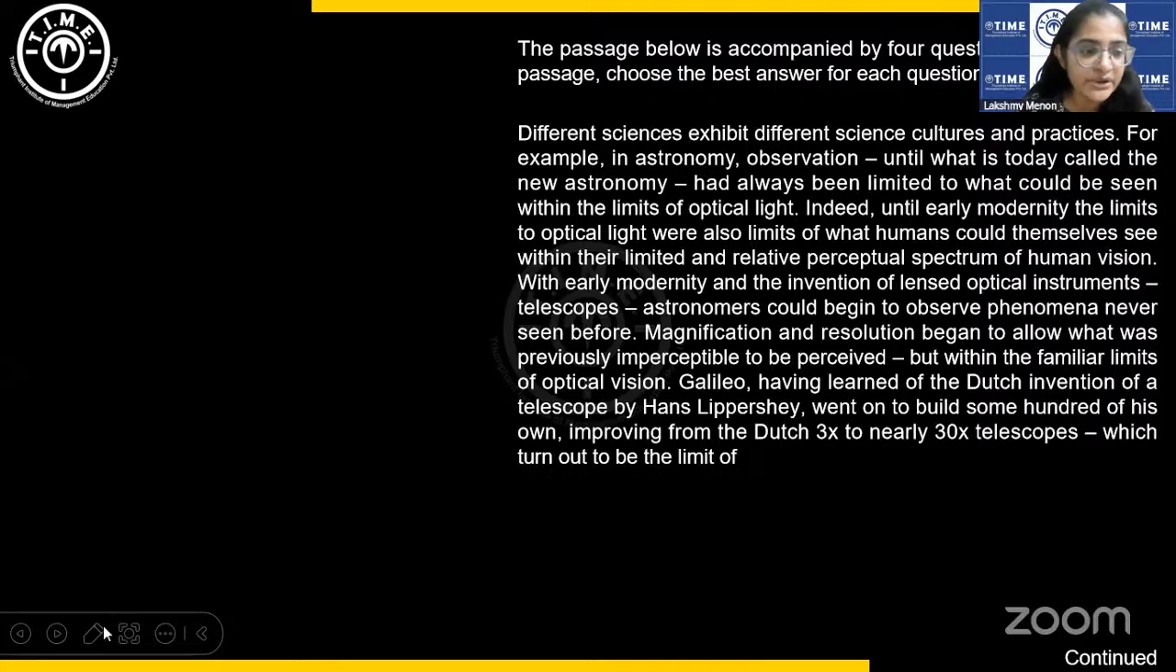So for that, we only need an overview of the passage. Here, astronomy is the first science that the author is talking about. The author says that initially astronomy was limited by optical light, that is, limited by what the eye could see. And then it talks of optical instruments, that is telescopes, and that expanded the scope of astronomy.